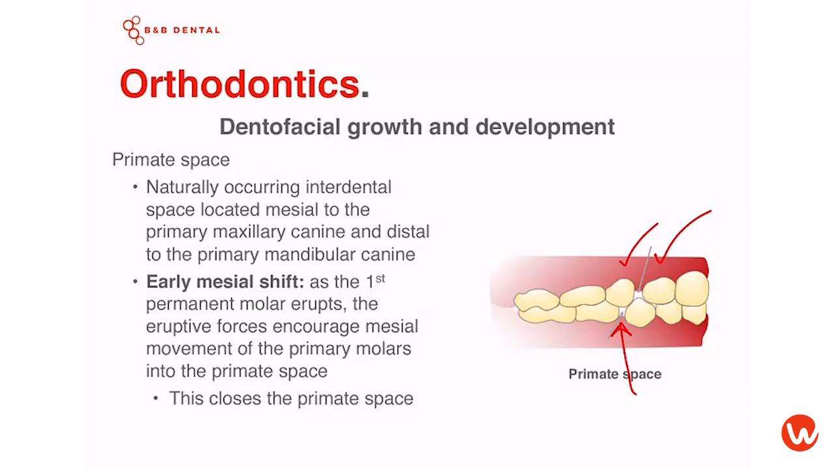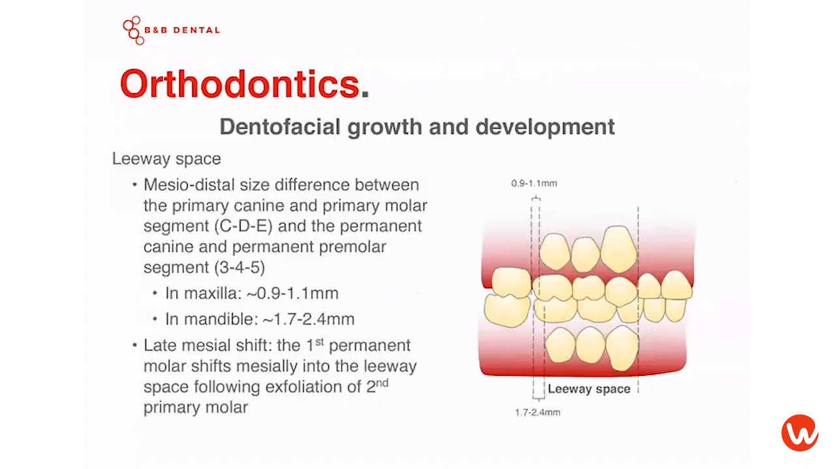And we have this concept called the early mesial shift as that primary occlusion, that pediatric occlusion, is developing as the patient grows. So this is what that primate space looks like in the pediatric occlusion with just primary teeth. But here you can see as that first permanent molar erupts, those eruptive forces encourage that mesial movement of these primary molars to close that primate space. So that's called the early mesial shift of the primary pediatric occlusion. So that closes that primate space that's present. All right, you guys are doing great so far with these definitions.